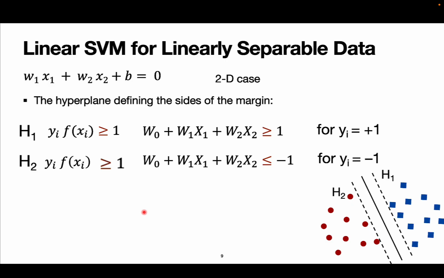Let's work through the two sides of the equation. Suppose we plug a point x1, x2 into this equation and get a positive value. The point lies on one side of the hyperplane. Let's say it lies on the H1 side. Similarly, if the value is negative, the point lies on the other side of the hyperplane. So the sign of f(x) determines the predicted class.